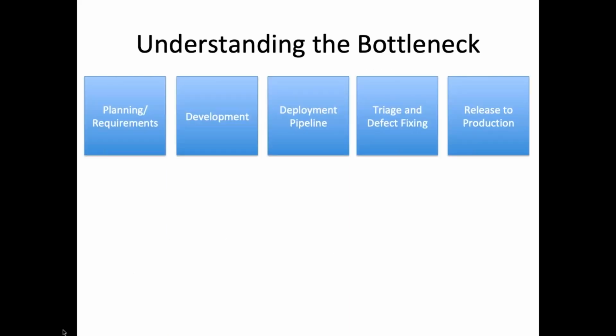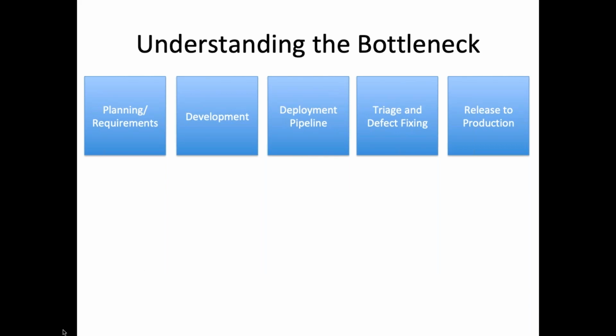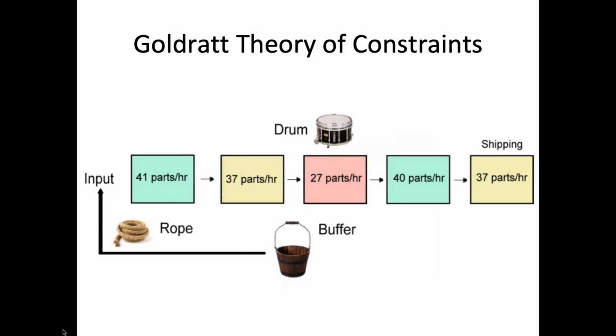And when you look at understanding the bottleneck, you really need to understand where it is. And for most organizations that start on this journey, it's really in these repetitive tasks. It's in the deployment pipeline of create an environment, build the code, deploy the code, and test the code. And the nice thing about software is, unlike theory of constraints with manufacturing, when you look at these things, each piece of the process can only process one part or one set of parts per cycle time.